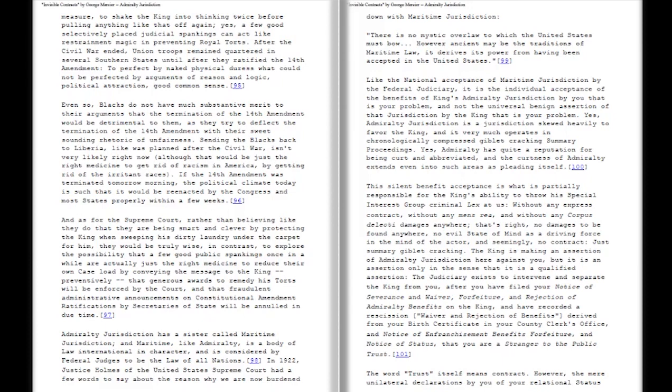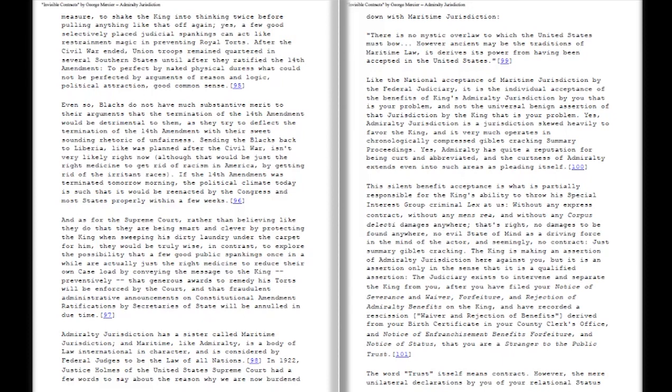Admiralty jurisdiction has a sister called maritime jurisdiction, and maritime, like admiralty, is a body of law international in character, and is considered by federal judges to be the law of all nations. 98 and 1922. Justice Holmes of the United States Supreme Court had a few words to say about the reason why we are now burdened down with maritime jurisdiction.